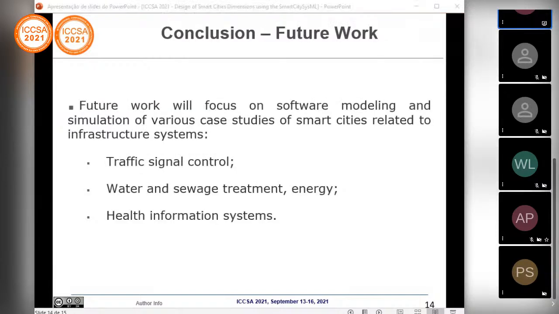Future work will focus on software modeling and simulation of various case studies of smart cities related to infrastructure systems, for example, traffic signal control, water and sewage treatment, energy, and health information systems.